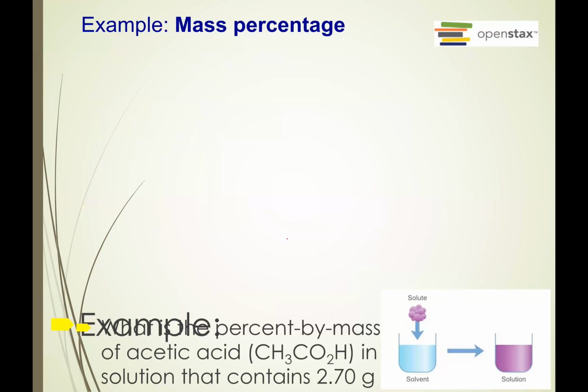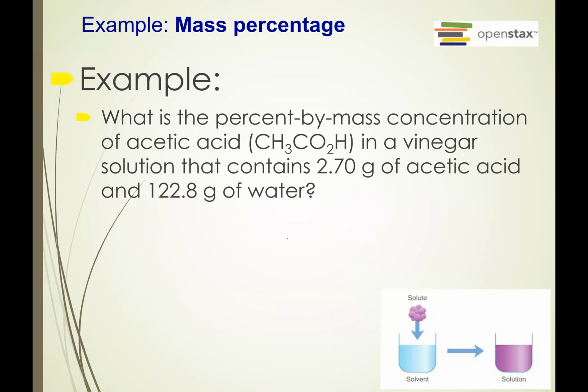Okay, so let's look at an example of this one. So what is the percent by mass? And again, you're going to see this, it might say mass percent, and it would say percent by mass. That is really common. They all mean the same thing. So you see percents, you see masses, it's always grams of solute over grams of solution. What is the percent by mass of acetic acid in a vinegar solution that contains 2.70 grams of acetic acid and 122.8 grams of water?